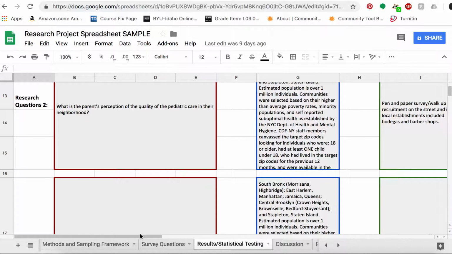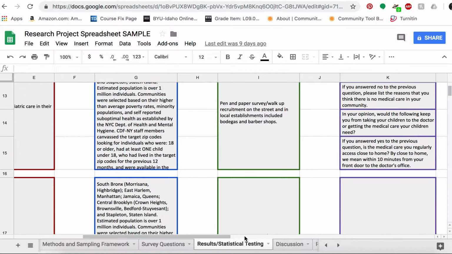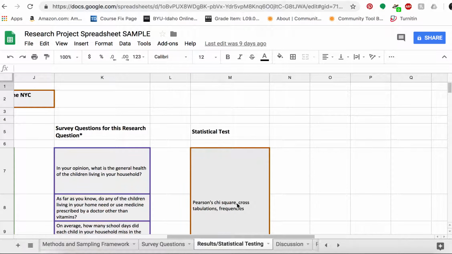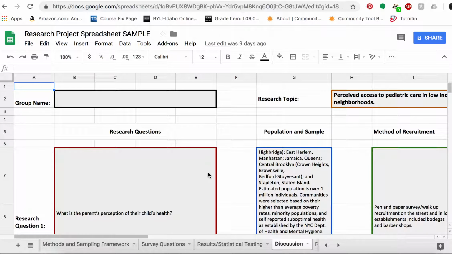It is okay if you come up with your statistical testing plan before your data comes in from your survey. Actually, that's a really good plan. So as you're writing these survey questions, keep in mind what the data is likely to look like, and you can fill in what you would want that test to look like.